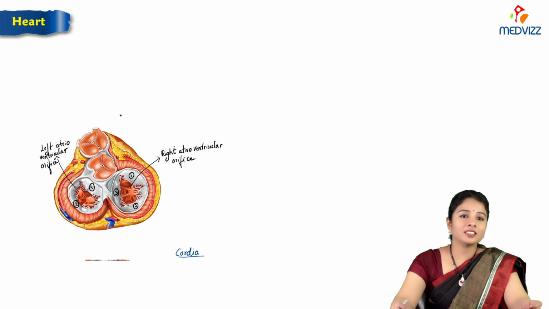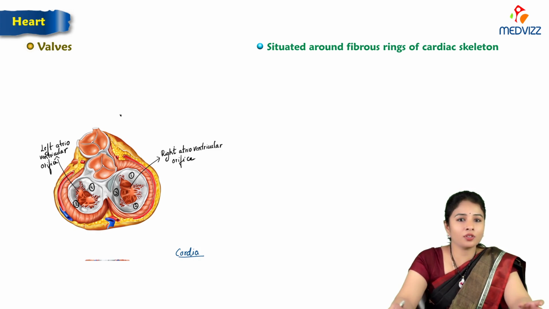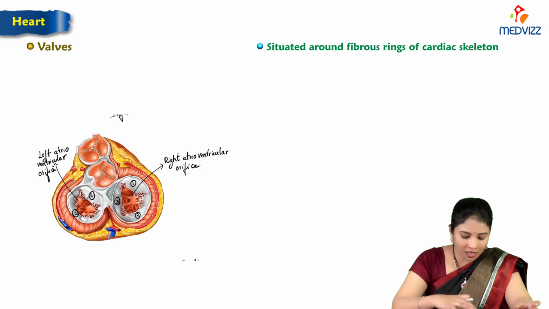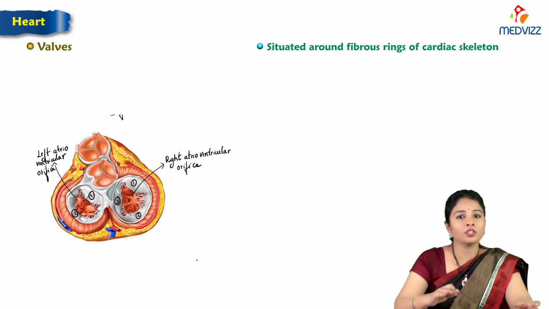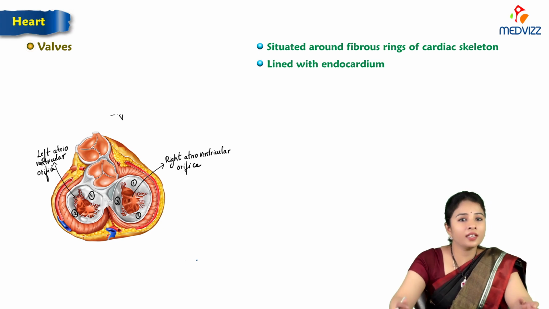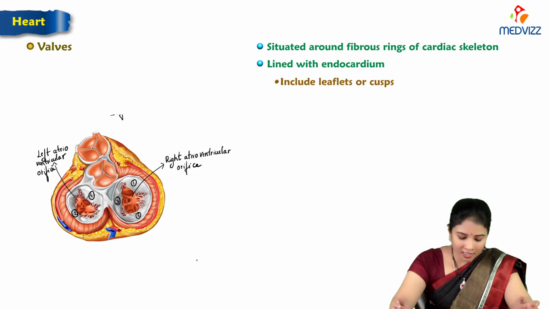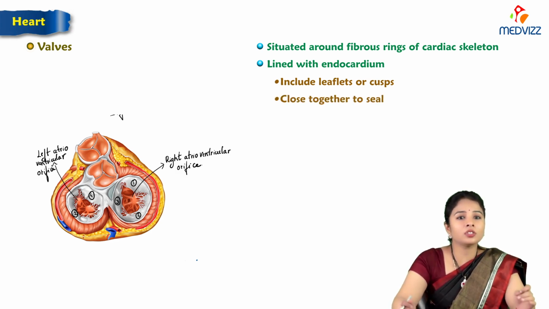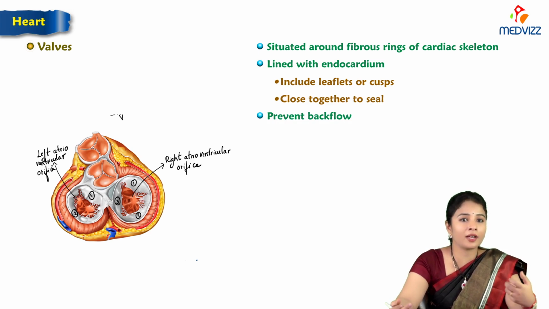Okay, let's discuss the valves of the heart. The heart valves are situated around the fibrous ring of the cardiac skeleton. So here is the cross section of the heart exposing the valves of the heart. It forms the fibrous rings of the cardiac skeleton, and they are lined by the endocardium, and they include the leaflet or cusp. So you can see the leaflet or cusps of each valve, and they close together to seal the backflow of blood. So they prevent the regurgitation or backflow of blood.